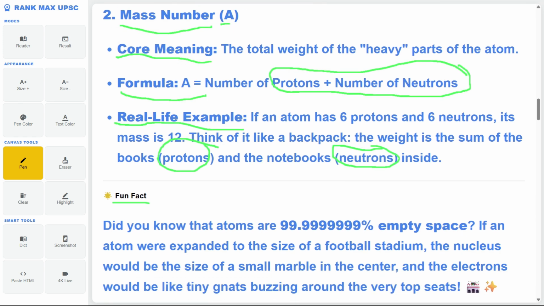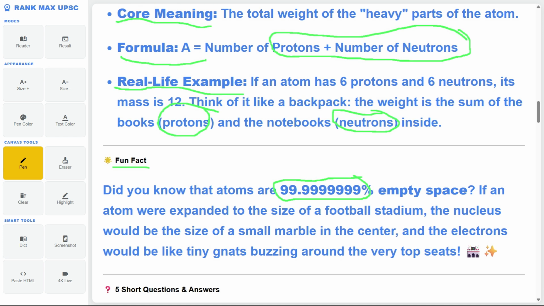Fun fact. Did you know that atoms are 99.999999% empty space? If an atom were expanded to the size of a football stadium, the nucleus would be the size of a small marble in the center, and the electrons would be like tiny gnats buzzing around the very top seats.